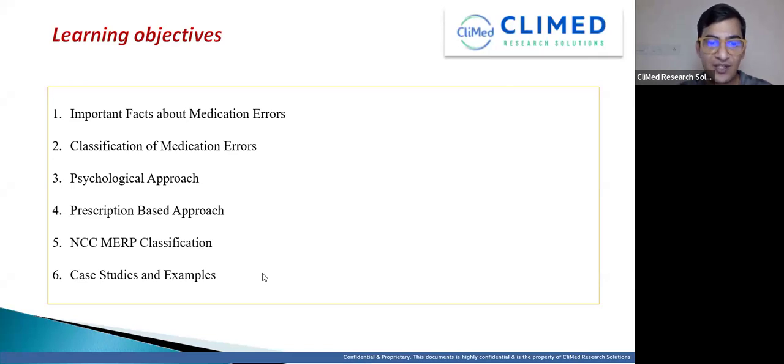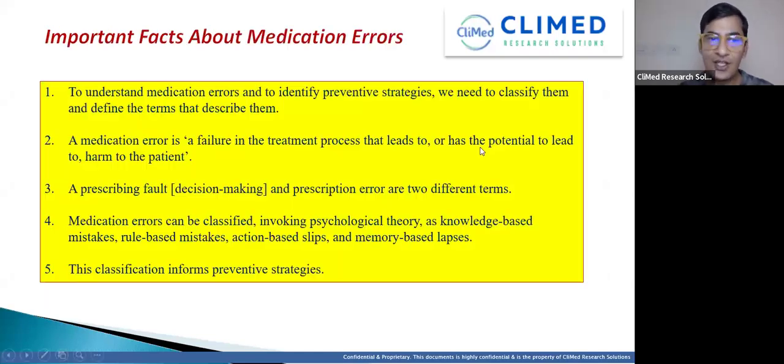I request everyone here to put off their mics. No mics must be on in between, otherwise I have to keep them off, frankly, because no disturbance is very important in the session, right?